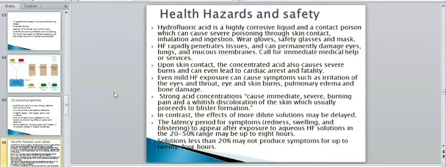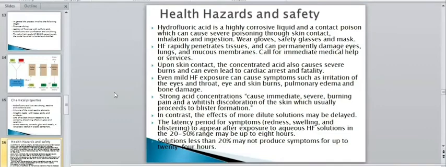Hydrofluoric acid is a highly corrosive liquid, and contact with skin causes severe poisoning through skin contact, inhalation, and ingestion. To avoid this, we should wear gloves, safety glasses, and masks. We should also wear our lab coats and work with it at low concentration so we can avoid this. HF rapidly penetrates the tissues and can permanently damage eyes, lungs, and mucus. If there is any contact with it, you should immediately call for medical help or your emergency numbers.